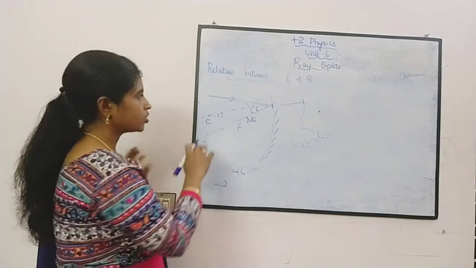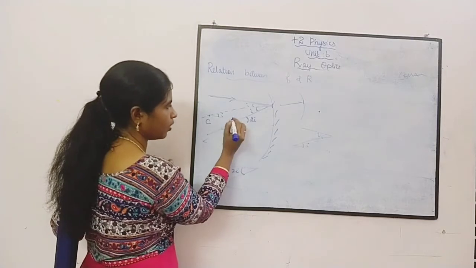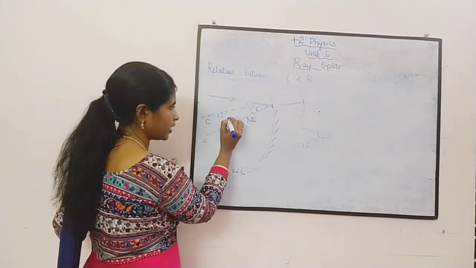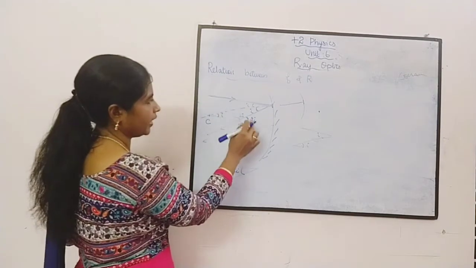Okay, clear? So this is side, this is side. So if you want to write, this angle will be what? Total angle it is 180, I and I make 2I. So this becomes 180 minus 2I. Okay, this is equal to 180 minus 2I.